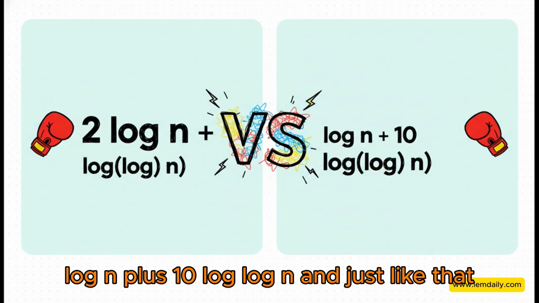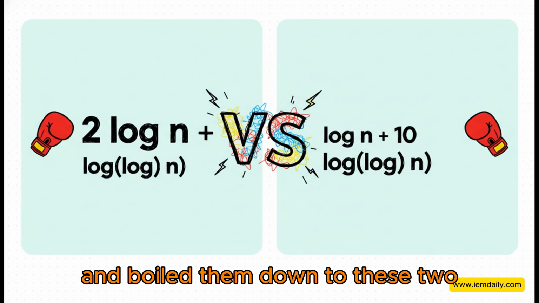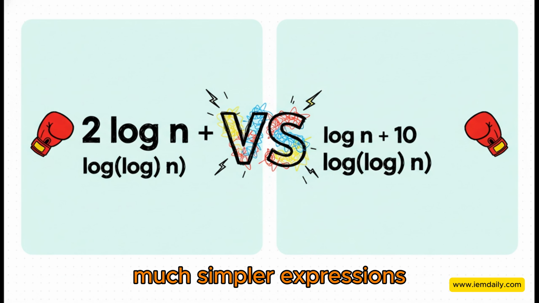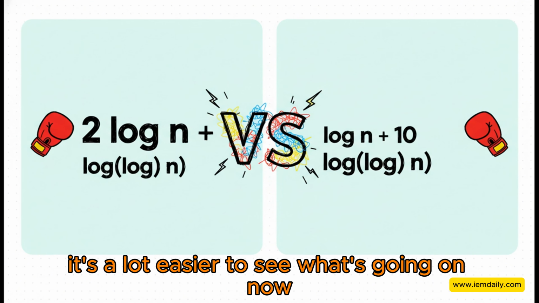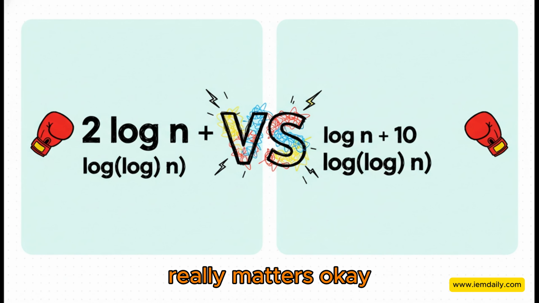And just like that, here we are, the final face-off. We took those messy, complicated functions and boiled them down to these two much simpler expressions. It's a lot easier to see what's going on now, but we're not quite done. We still need to figure out which part of each expression really matters.